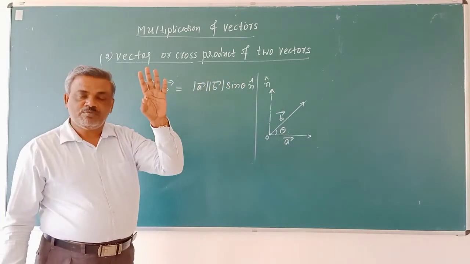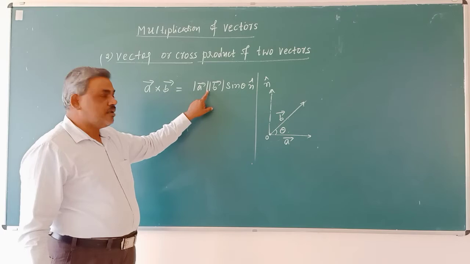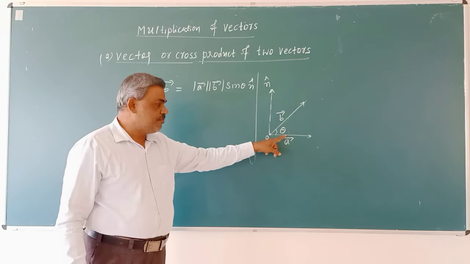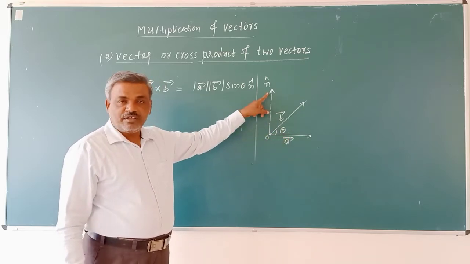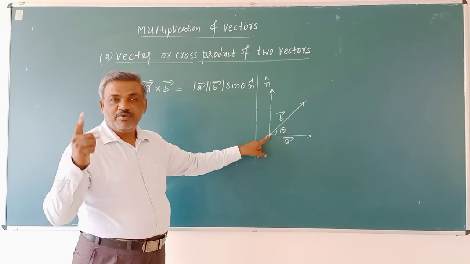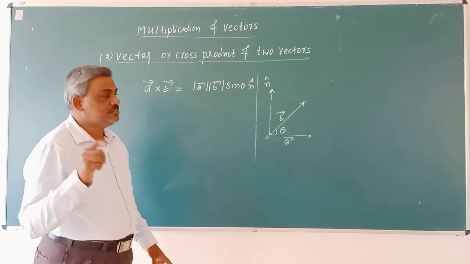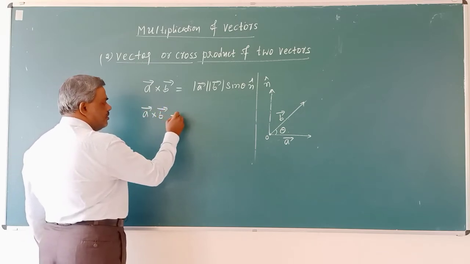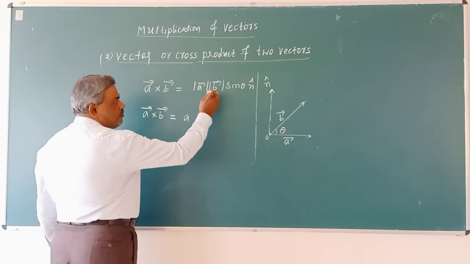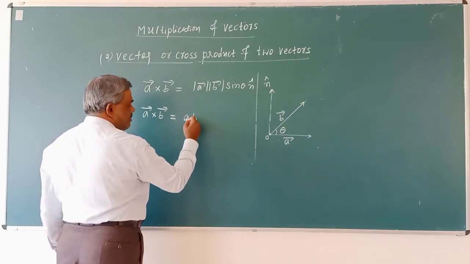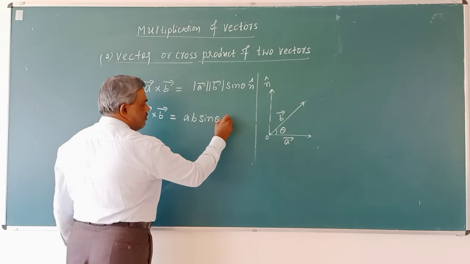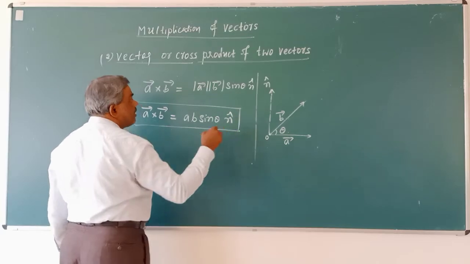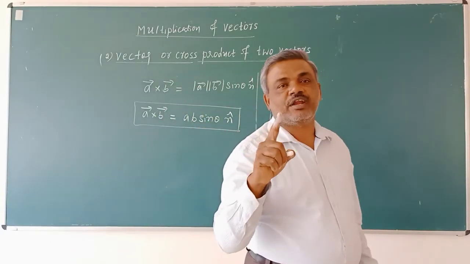According to the statement of the vector cross product, the cross product of two vectors is the product of the magnitudes of the two vectors, the sine of the angle between the two vectors, and a unit vector perpendicular to the plane containing the two vectors. So A cross B equals modulus of vector A, modulus of vector B, sin theta into n cap. This is the mathematical expression for the vector or cross product of two vectors.